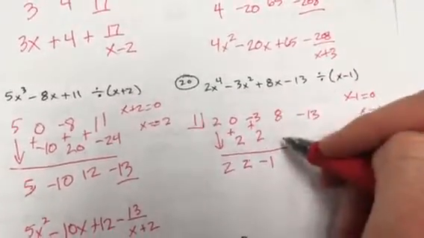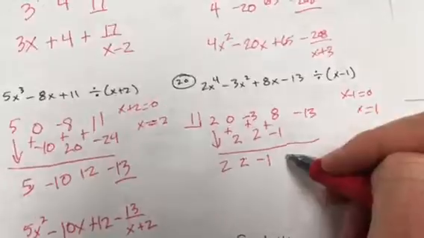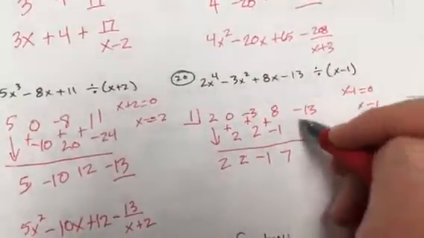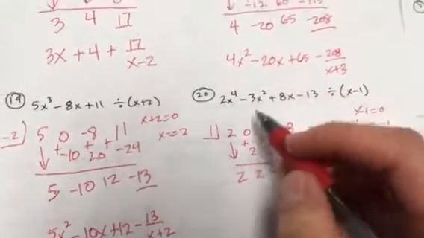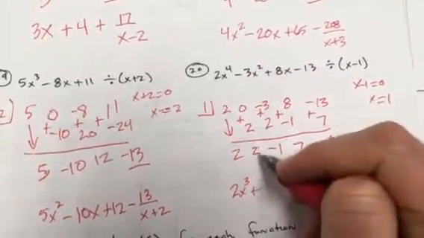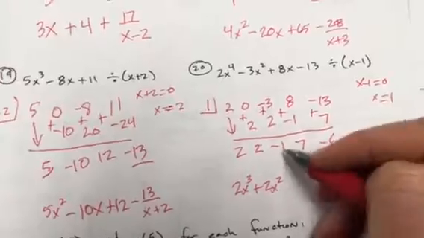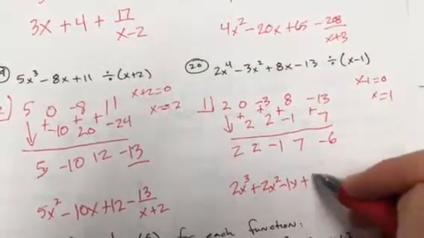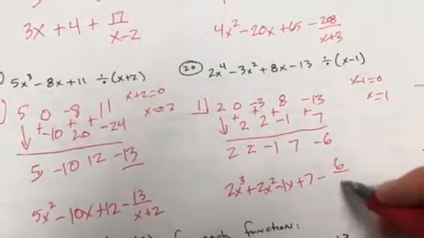1 times negative 1 is negative 1. Add them together, you get 7. 1 times 7 is 7. You got a remainder of negative 6. If you started with 2x to the fourth, this is going to be 2x cubed plus 2x squared minus 1x. 7 is your constant. Negative 6 is your remainder.